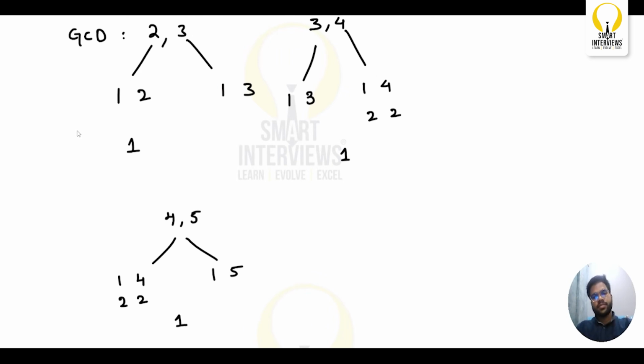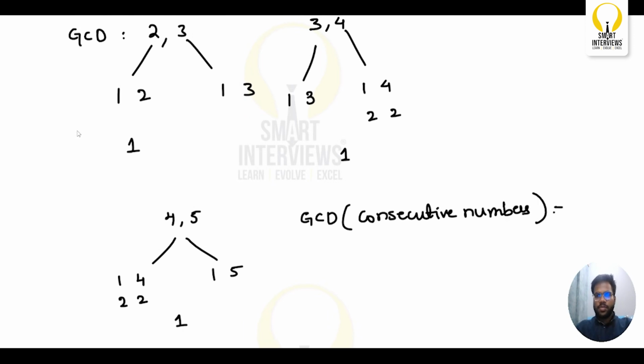That means what did you observe? The GCD of consecutive numbers will always be equal to 1. Now we need to construct a matrix whose every row and every column's GCD will be equal to 1. That means I can construct a matrix which contains consecutive numbers, starting the elements from 2 because they mentioned that all the matrix elements mat of i comma j should be in the range of 2 to 10 power 9.